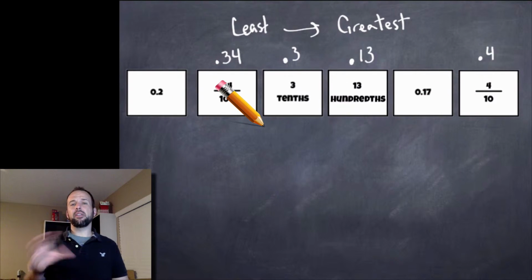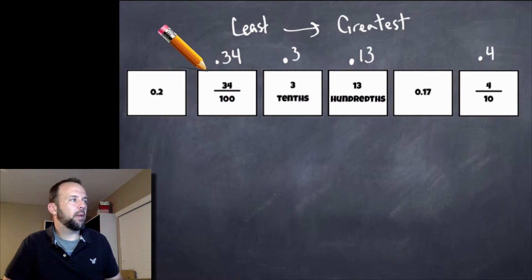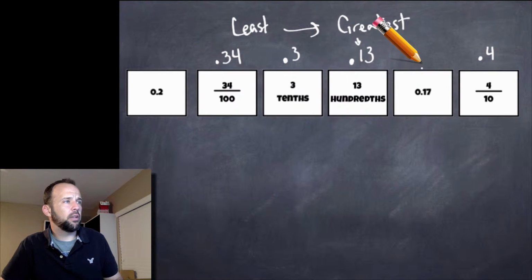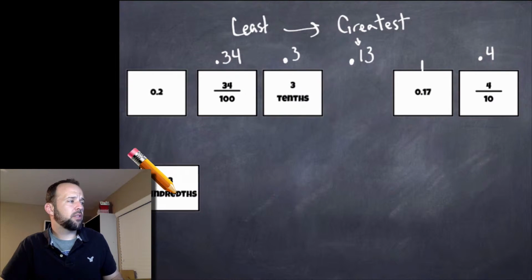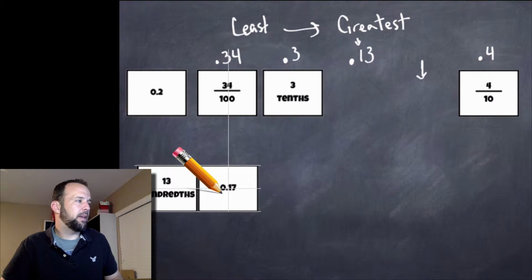So now I can compare these a little bit easier, at least visually, because they're in the same sort of format here. So if I were to start to arrange this, I have two numbers that have a 1 in the tenths place. I have 13 hundredths and 17 hundredths. If I look a little bit closer at the hundredths place, well, this one has a 3, this one has a 7. So 13 hundredths is going to come first. That's our smallest number. 17 hundredths would come next.